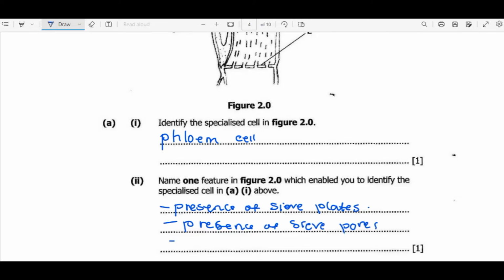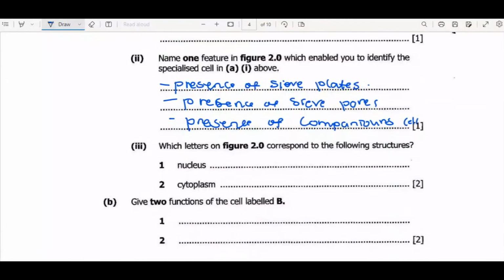We can also say presence of companion cells. So all these are features or characteristics that we can use to identify a phloem vessel.